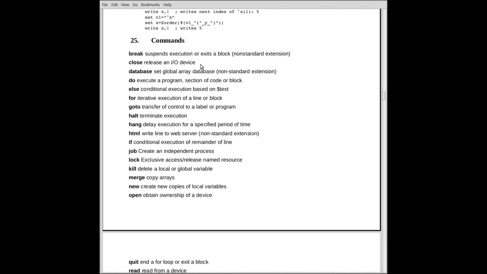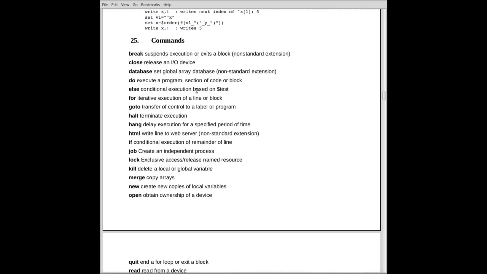Database, this is non-standard, sets up a global array database. We won't worry about that. That's in my version, not in others. Do executes a program, a section of code, or a block. Depends upon what follows the do as to what it's going to execute. It can actually execute a remote program, a local block of code, or a block of code that's on disk.